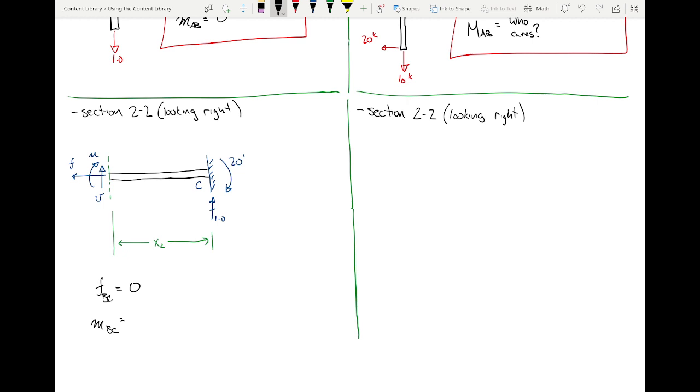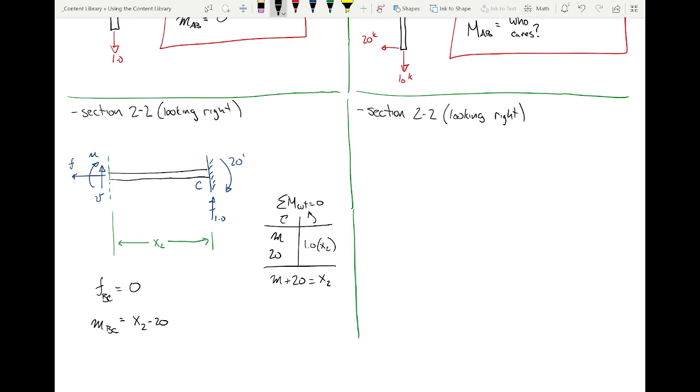Well, hold on. Maybe we ought to be a little bit more scientific about that. Maybe we should say, let's sum moments at the cut. So if we sum moments at the cut, we've got the little m going like this and the 20 going like this. So little m, 20. But is there anything acting in the other direction? This times x2. So m plus 20 is x. So I propose this is that. Is that okay? Everybody okay with this?